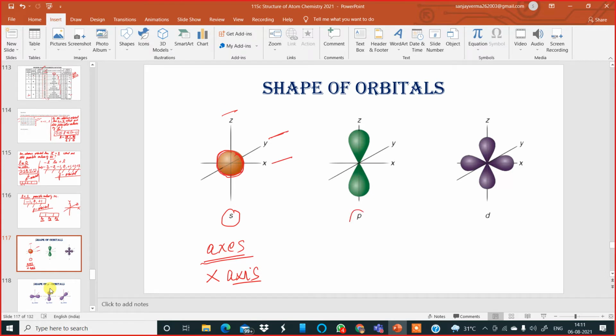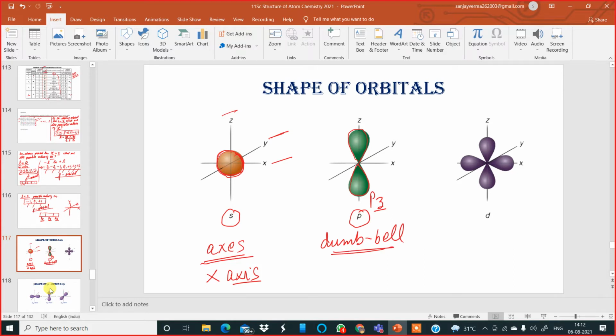The p orbital, this one is the p orbital. Dumbbell shape. It's like a dumbbell. If you go to the gym, there you will find dumbbells, and it is like a dumbbell. Over here they are talking about pz, because it is along the z axis. If it is along y, it will be py. If it is along x, it will be px. So this is the p orbital.